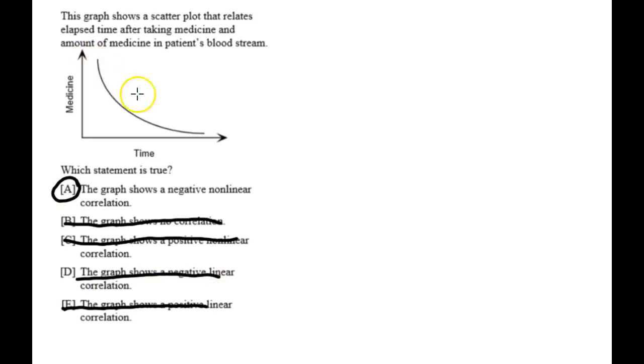We could not construct a line such that half the points are above and half the points are below. That would be some sort of direct relationship. So the best option is A. The graph shows a negative nonlinear correlation.